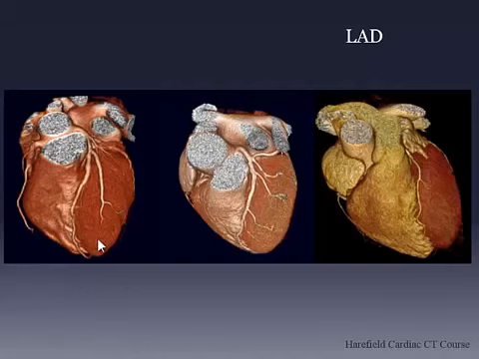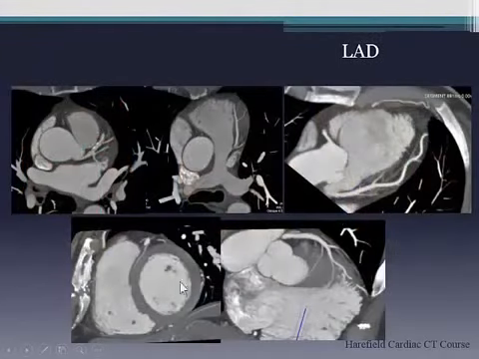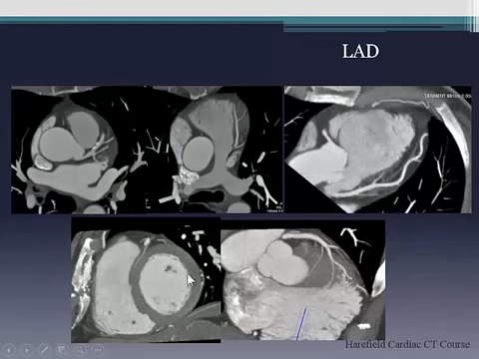I'd encourage you to take pictures to send with your reports, because a picture is worth 1,000 words or whatever it is. You can get your point across much quicker just by showing people what you mean rather than trying to describe it in 5 million words. Okay, so here you can see the LAD anatomy running in the interventricular groove. Just here, you can see it here. It's giving off a big septal branch in this case.